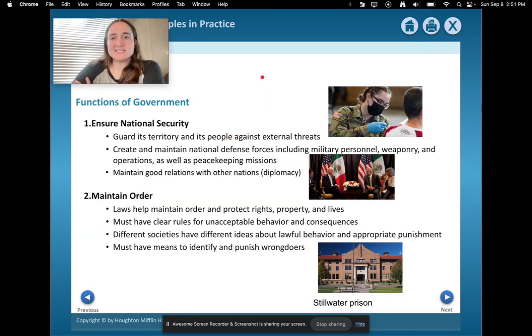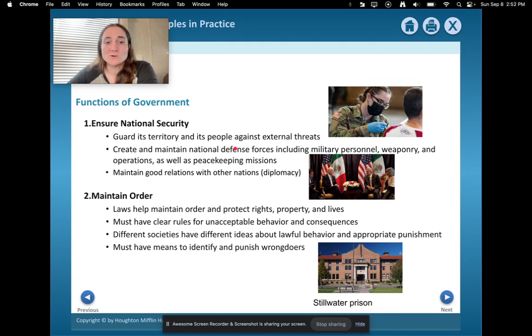All right, so digging a little bit deeper into that. So we talked about ensure national security. So that's where the state would guard its territory and its people against external threats, create and maintain national defense forces, including military personnel, weaponry operations, as well as peacekeeping missions. And also to maintain good relationships with other nations.